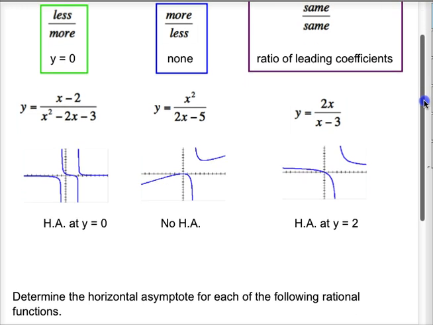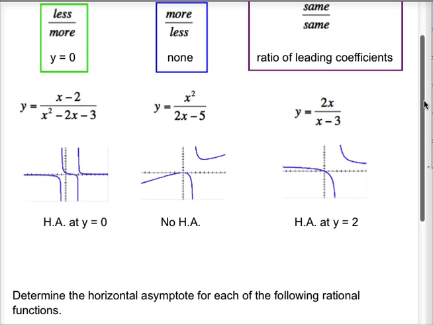So let's take a look at these. When the degree of the numerator is less than the denominator. So here we have a degree of 1 over a degree of 2. So when you have less over more, your horizontal asymptote is always at y equals 0. Always. Okay? And another thing to keep in mind, horizontal asymptotes always are in the form y equals a number because they're horizontal.